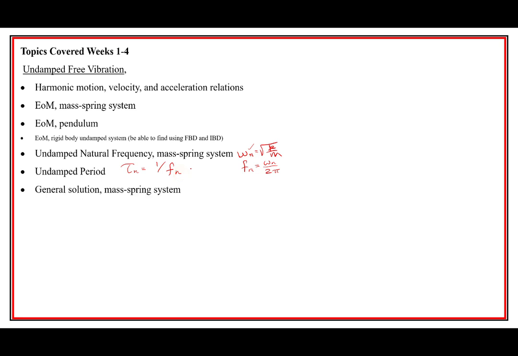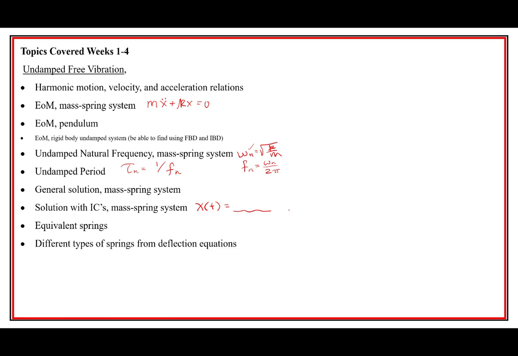The general solution for this mass spring system, which is mx double dot plus kx. You could find the general solution, and that has coefficients in front of it, but we can also take initial conditions and find a more specific function, x as a function of time. Equivalent springs: if we add springs in series or parallel, we want to know how to do that. Different types of springs for deflection.